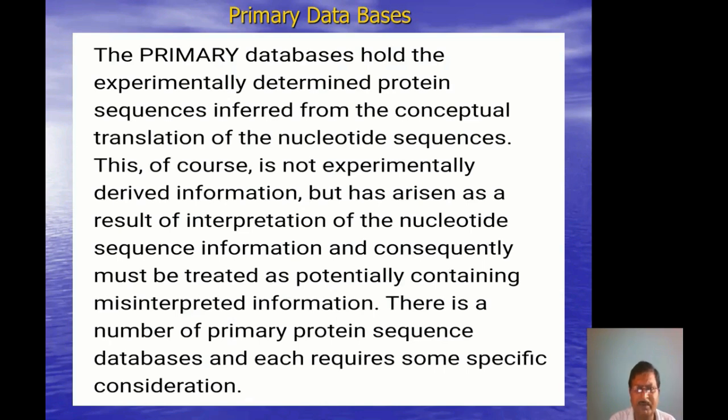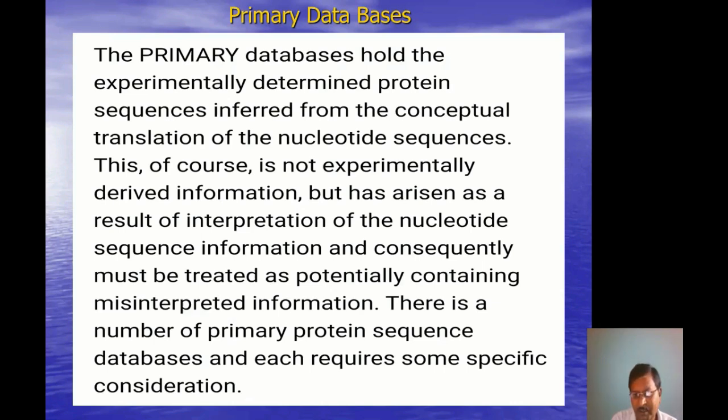So based on these experiments, we see that we have types of databases. First one is called the primary database. So what is this primary database? Primary databases hold the important information that has been obtained as a result of scientific experiment. That is, they are scientifically obtained through experiments. So experimentally determined protein sequences, and those inferred from the conceptual translation of nucleotide sequences, are called primary databases. Of course, it is not experimentally derived information in the case of a nucleotide sequence, but it has arisen as a result of interpretation of the nucleotide sequence information, and consequently it must be treated as potentially containing misinterpreted information.